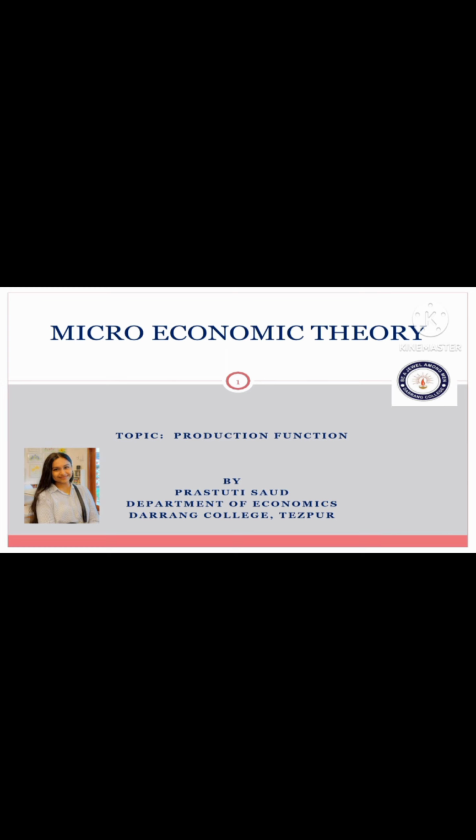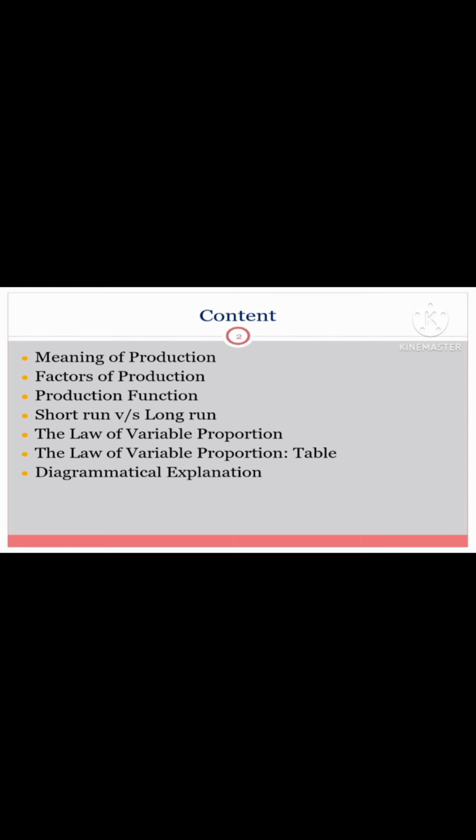So if you think in this manner, your perspective will proceed as a producer, and you will be able to understand this topic easily, and of course will be able to grasp all the basic concepts. So here we will be learning about the meaning of production, factors of production, that is the factor inputs, production functions, followed by short run and long run, and at the end, the most important topic, that is the law of variable proportion, and of course with its 3 stages.